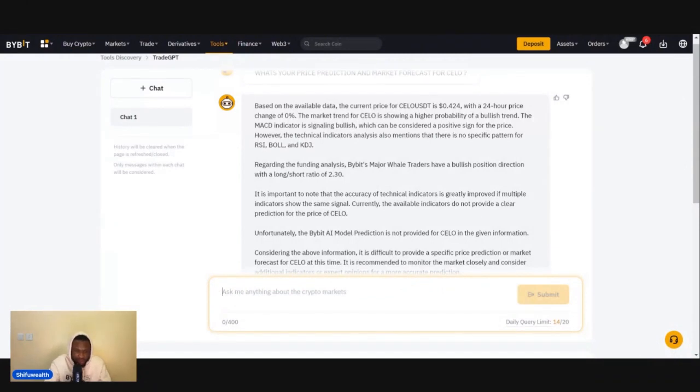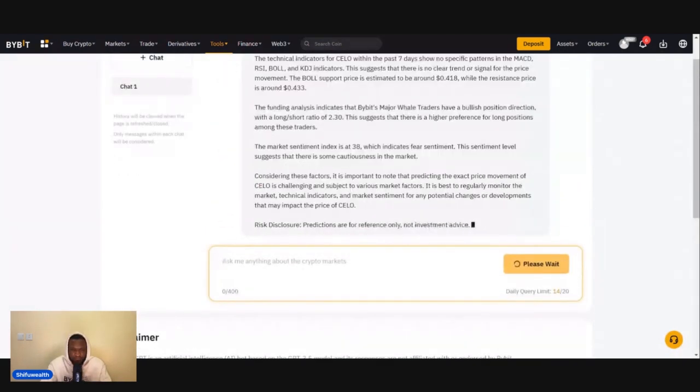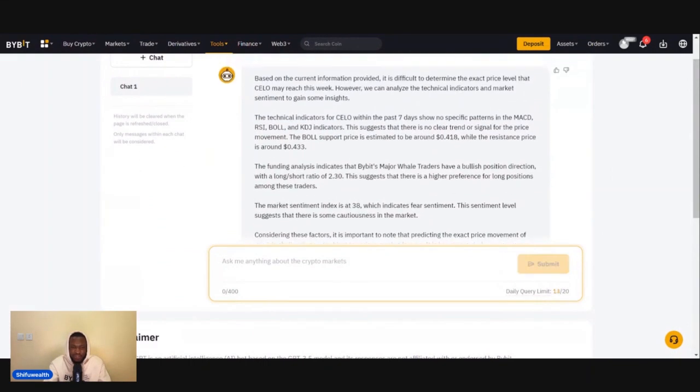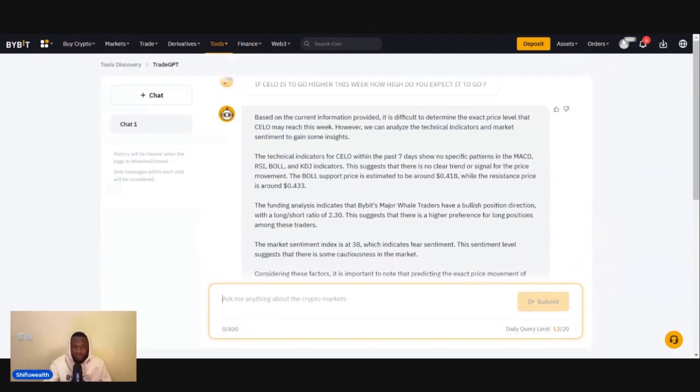Let me ask another question. If Celo is to go higher this week, how high do you expect it to go? Let's wait for this answer. Unfortunately, it's also telling us the same thing it already told us, which means it is difficult to determine the exact price level that Celo may reach this week. However, we can analyze the technical indicators and market sentiment to provide some insight.